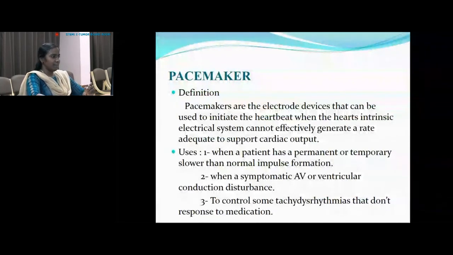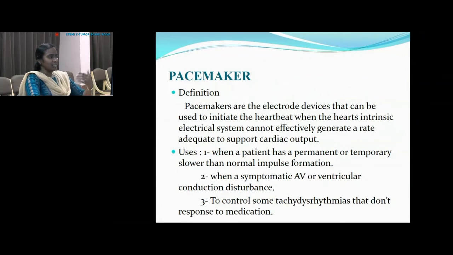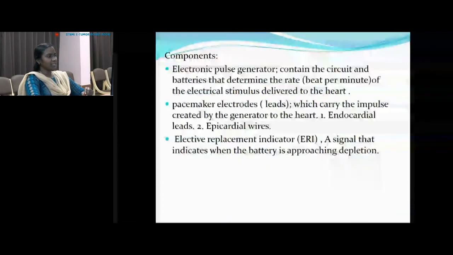They are used when a patient has a permanent or temporary slower than normal impulse formation, when there are symptomatic AV or ventricular conduction disturbances, and to control some tachydysrhythmias that don't respond to medication. When the medications don't work for the tachydysrhythmias, then we can give a pacemaker also in order to give a supportive effect to correct the dysrhythmias. And the components: an electronic pulse generator will be there, which contains the circuit and batteries that determine the rate of electric stimulus.